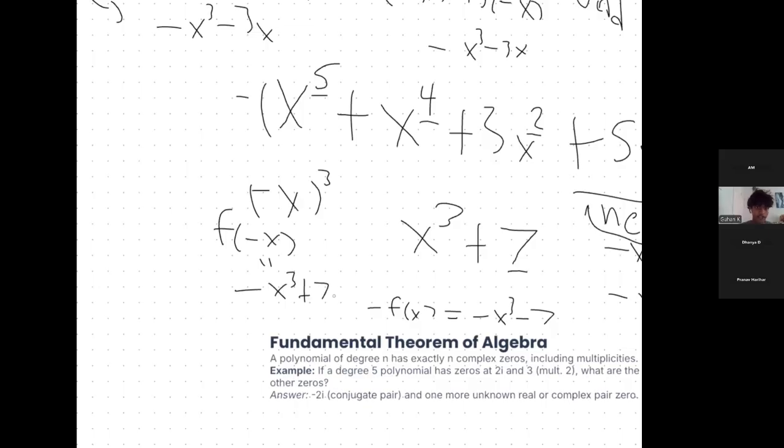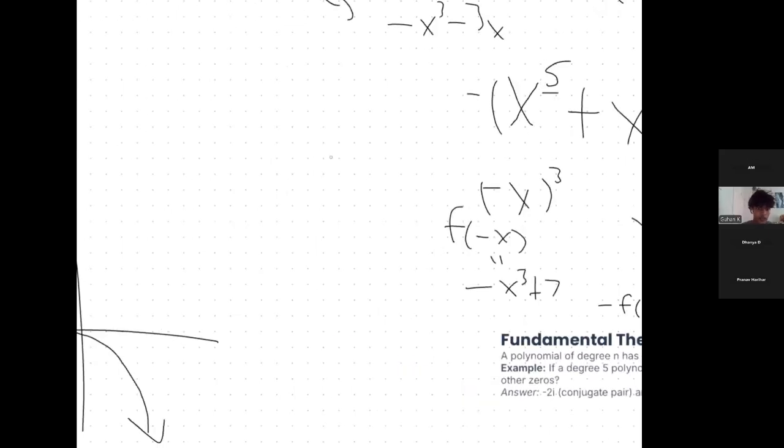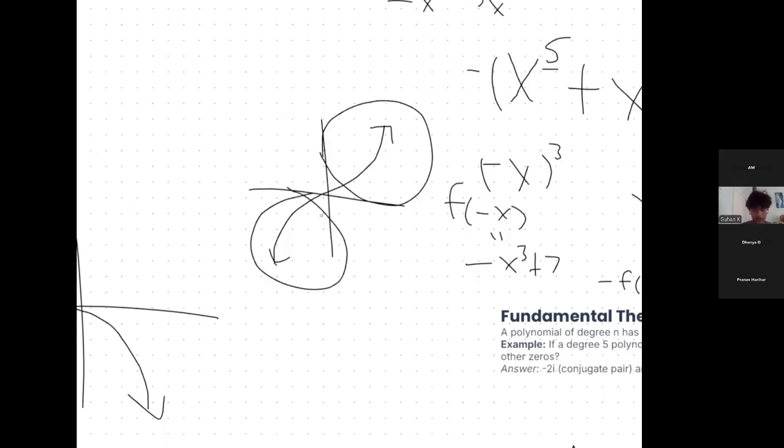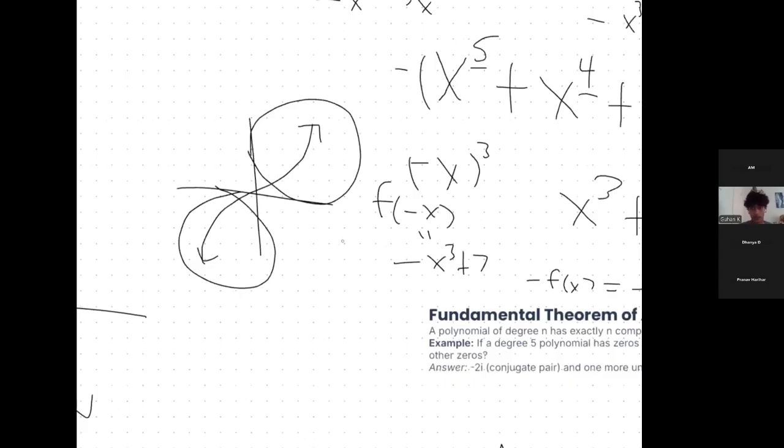And let's look at that graphically too. A function is odd when this quadrant and this quadrant are reflections of each other. You reflect it and you get the same. But when you do plus 7, that's shifting it up or down, right?